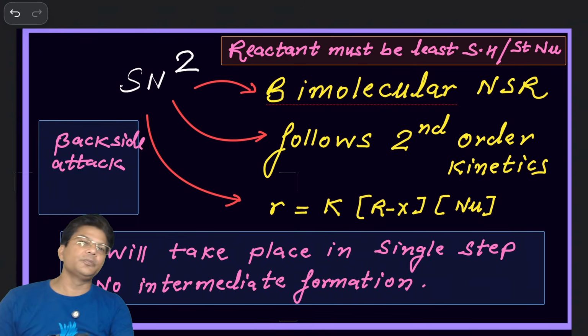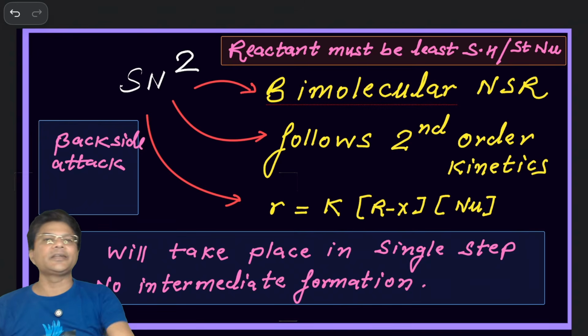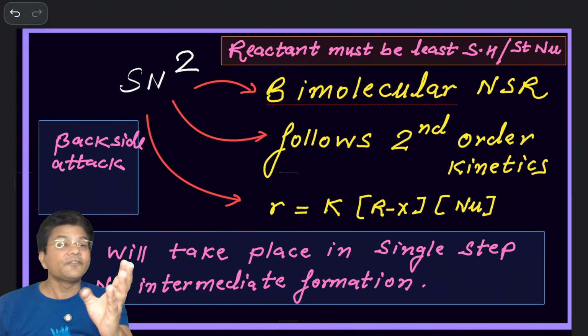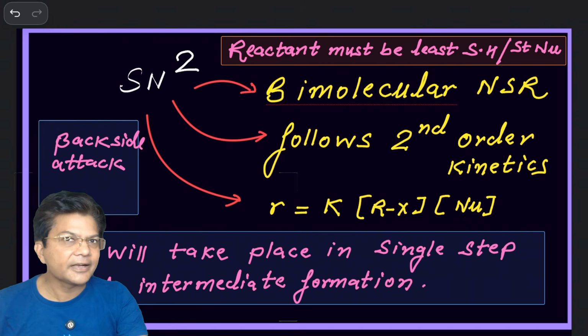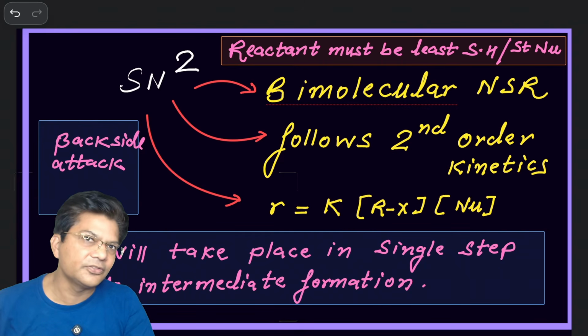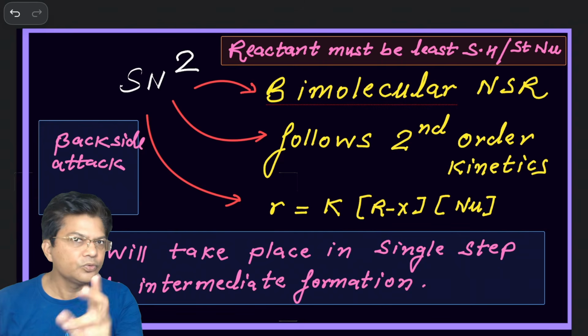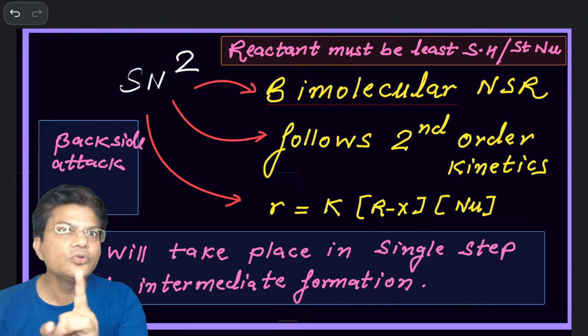And this is possible only when both the reactant and reagent, or if I talk about E2, both the reactant and base, are involved in the same step. So SN2 single step, E2 single step.